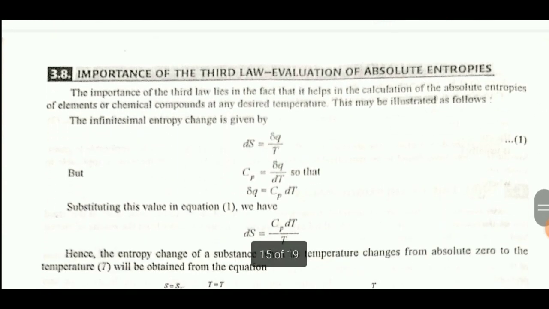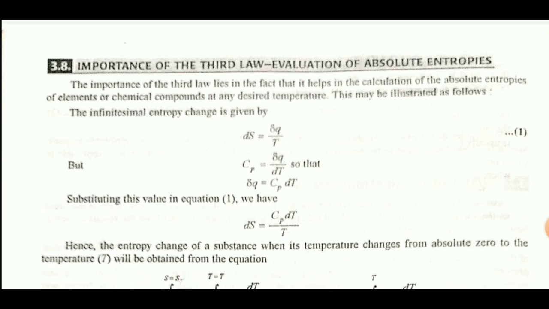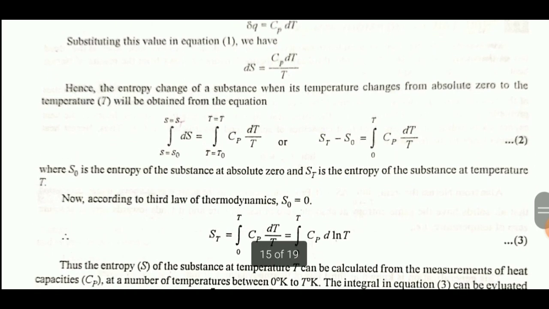Importance of third law: evaluation of absolute entropies. The importance of the third law lies in the fact that it helps in the calculation of the absolute entropies of an element or chemical compound at any desired temperature. This may be illustrated as follows. The infinitesimal entropy change is given by dS is equal to δq upon T, but Cp is equal to δq upon dT, so that δq is equal to Cp dT. Substituting this value in equation 1, we have dS is equal to Cp dT upon T.